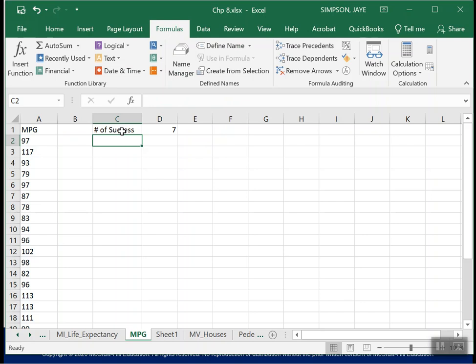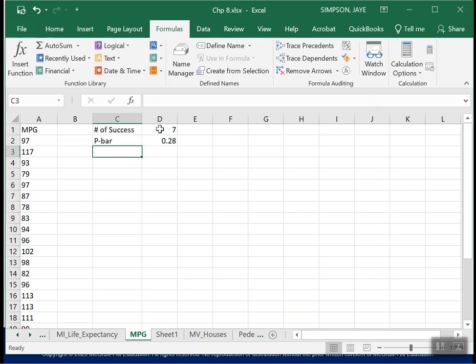And so it tells us that 7 out of the 25 cars in our sample got over 100 miles per gallon. Then we can calculate the sample proportion, or what we'll call p bar, as the number of successes divided by the sample size of 25. Remember, n is our sample size. So our p bar for this formula is 0.28.